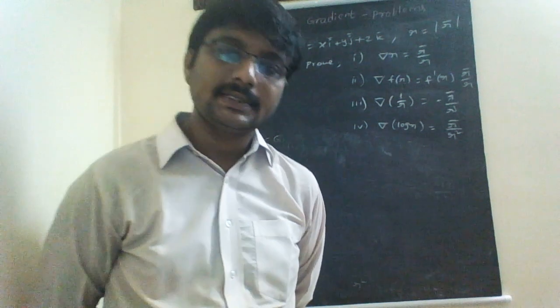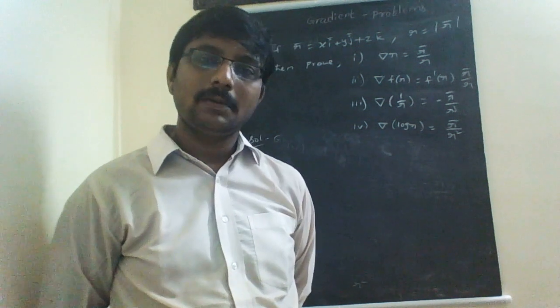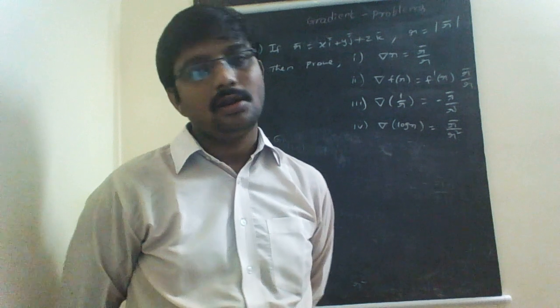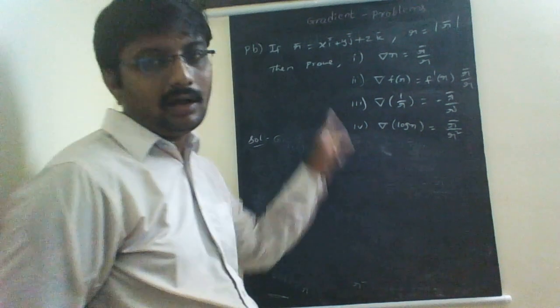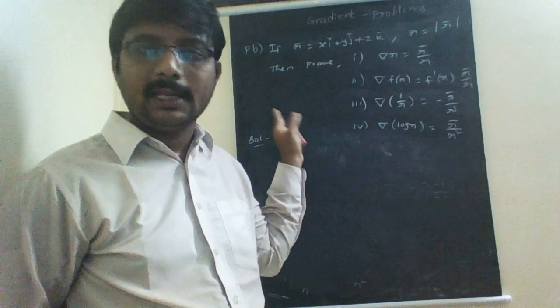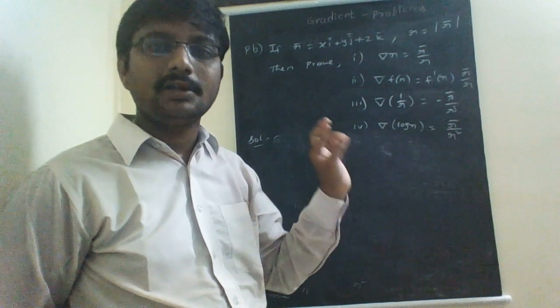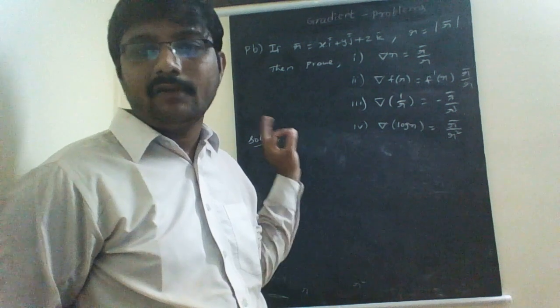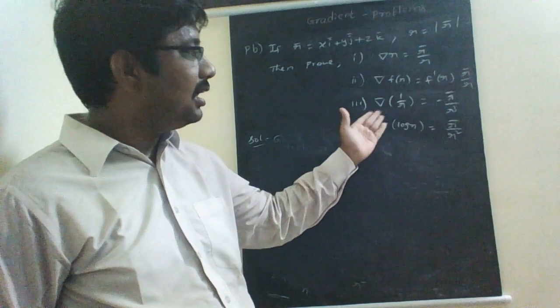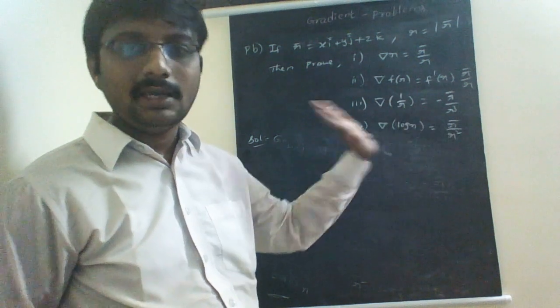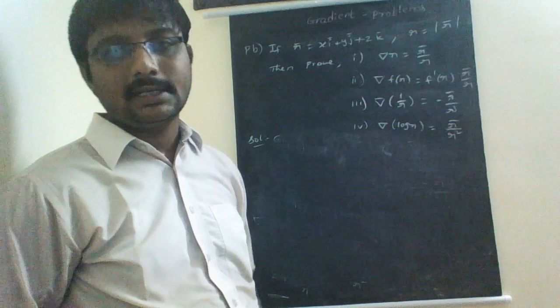∂r upon ∂x is x by r. ∂r upon ∂y is y by r. ∂r upon ∂z is z by r. And del of r is r bar by r. Del of f(r) is f'(r) into r bar by r. And del of log r is r bar by r square. Del of 1 by r is minus r bar by r cube. So these are the values.